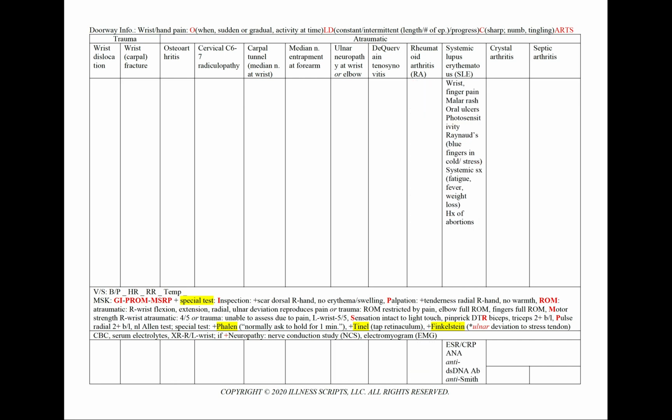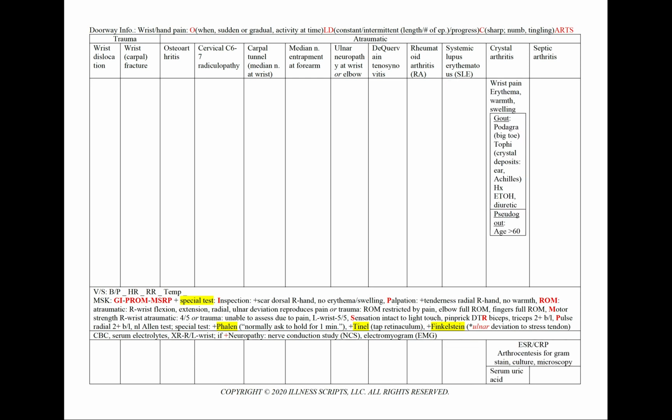In systemic lupus erythematosus, we'll find wrist and finger pains, a malar rash, oral ulcers. Our patient can also be complaining of photosensitivity and Raynaud's, or blue fingers in the cold or times of stress. As well, we could see systemic symptoms in our review of symptoms, including fatigue, a fever, or weight loss. We could also note a history of abortions in our OB/GYN histories. We'll order ESR-CRP, an ANA, anti-double-stranded DNA antibodies, and anti-Smith antibodies.